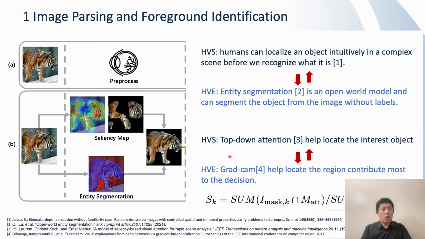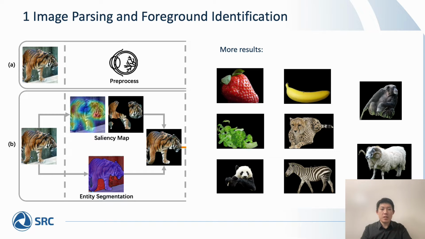And humans have top-down attention, which helps them localize the object of interest. So we know, given this image, we want to classify the foreground instead of the background. Similarly, we use GradCAM to help localize the region that contributes most to the decision, which helps us identify the foreground. These are some results of foreground identification.